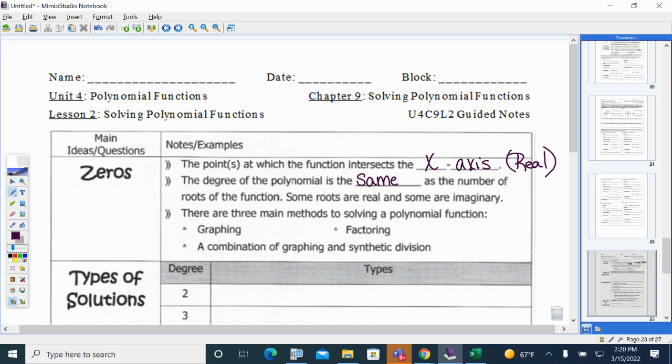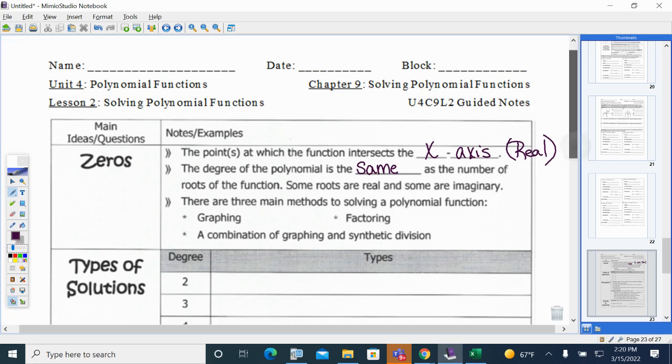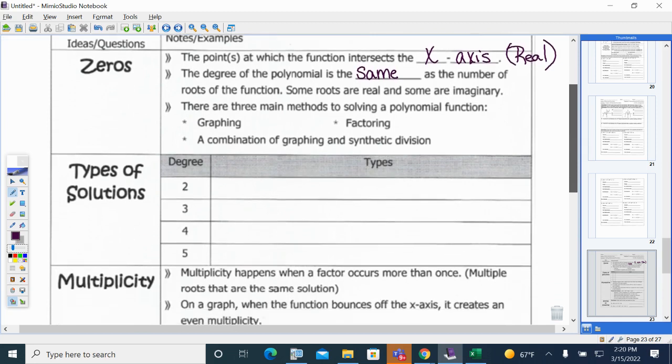There are three main methods that we're going to look at to solve these polynomial functions. One of them is to solve by graphing. One of them is to solve by factoring. And thirdly, a combination of graphing and synthetic division.